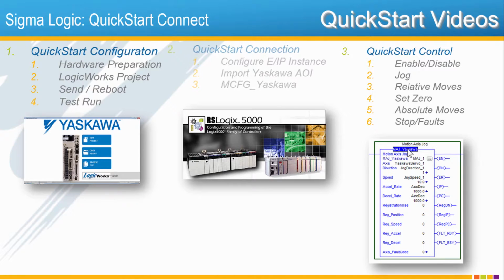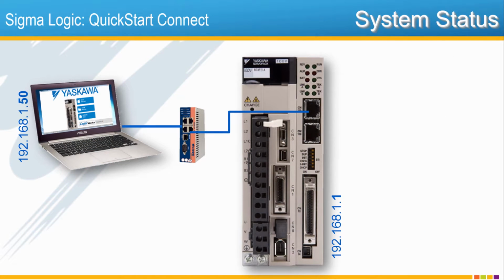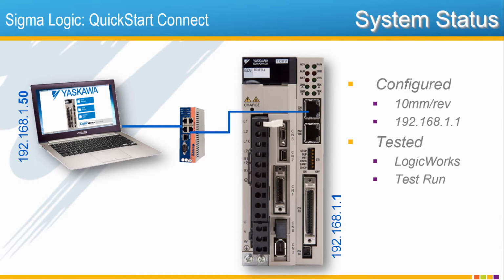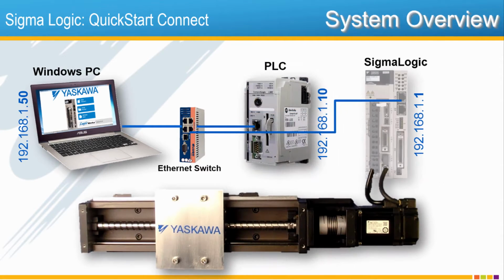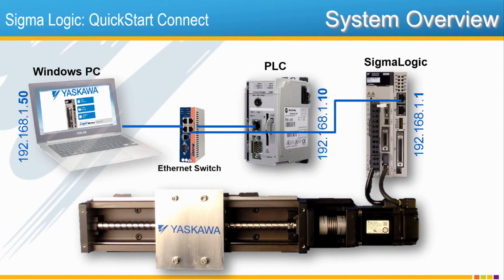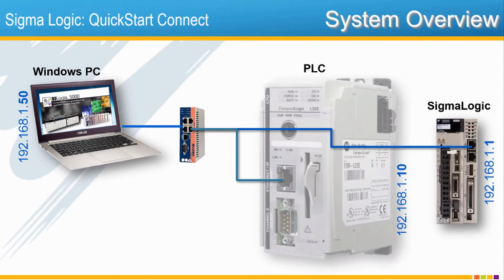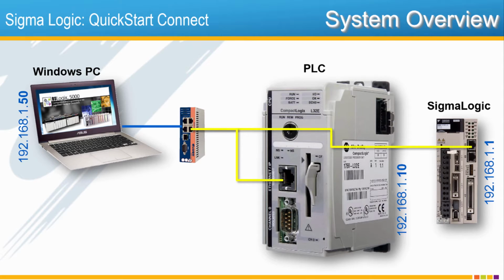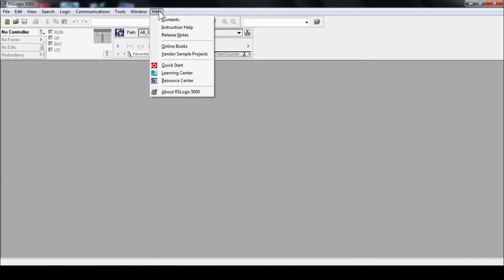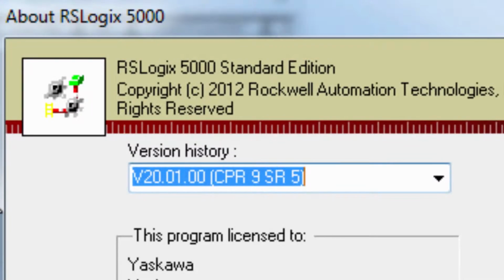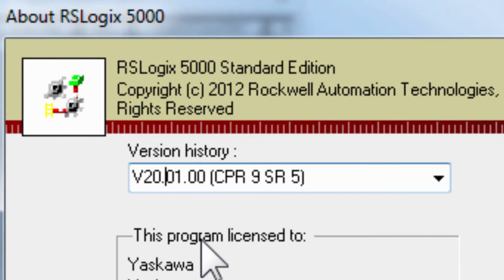This is the second video in the QuickStart series. The SigmaLogic servo has already been configured and motion has been tested. The SigmaLogic servo axis is connected to a PC and PLC through an Ethernet switch. Now the PLC must be configured in RSLogix to connect over Ethernet IP to the SigmaLogic. For this demonstration, I'm using RSLogix version 20.